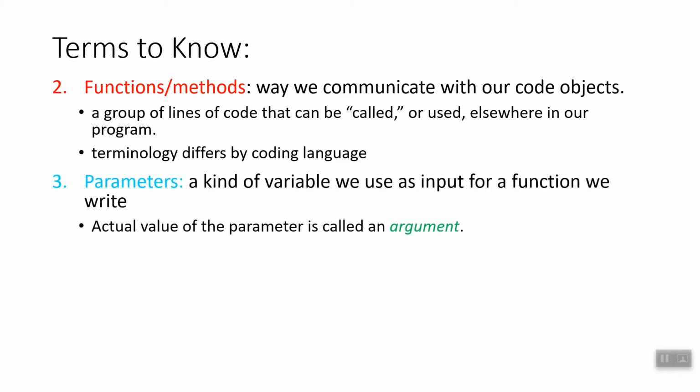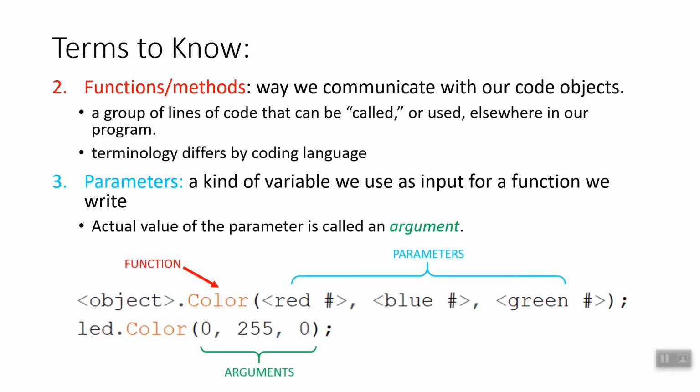Next is parameters. A parameter is a kind of variable we use as input for a function we write. The actual value of a parameter is called an argument. In the example below, color is our function. It has 3 parameters, one value for red, blue, and green. To get pure blue, we'd use the arguments 0, 255, and 0.